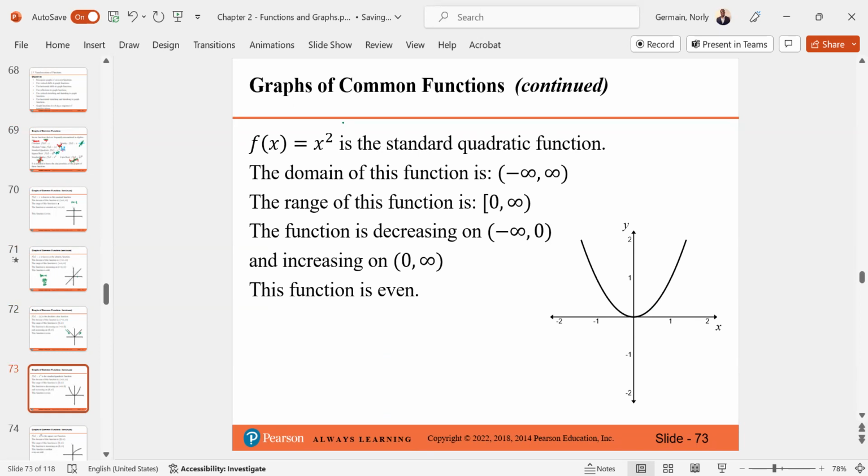This function is a quadratic function, also even because it goes in the same directions. The domain is all real numbers. When we say all real numbers, I mean negative infinity to infinity.